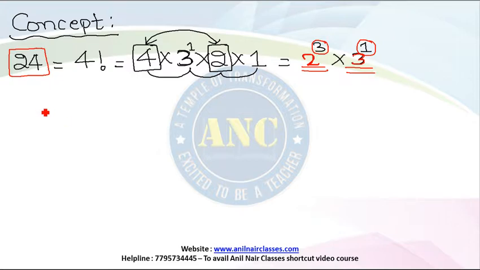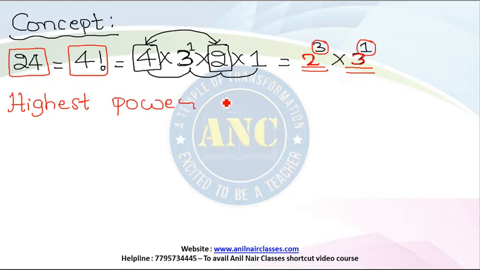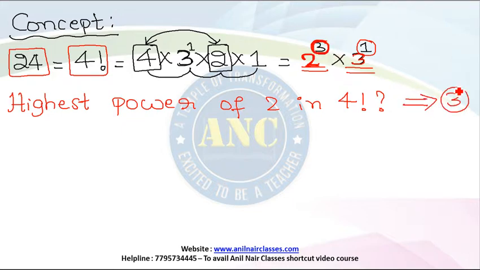Now, if I ask you a simple question in the same example of 4 factorial, suppose if I ask you, what is the highest power of 2 in 4 factorial? You already expressed 4 factorial as a product of powers of prime bases. You wrote it as 2 power 3 into 3 power 1. What is the highest power of 2? The highest power of 2 is nothing but how much? It is 3. Directly you can tell the answer here for this example as 3.